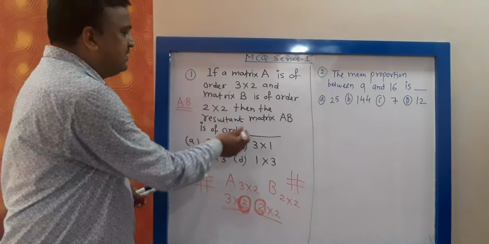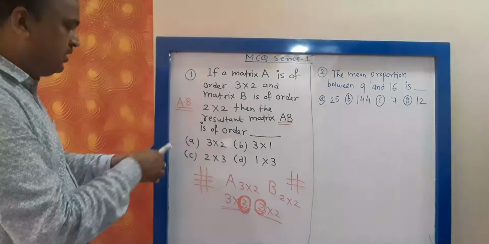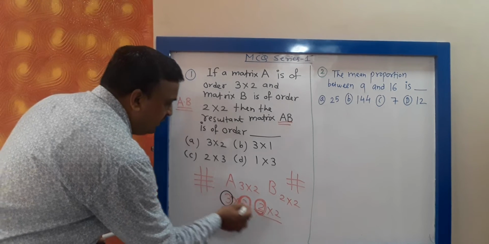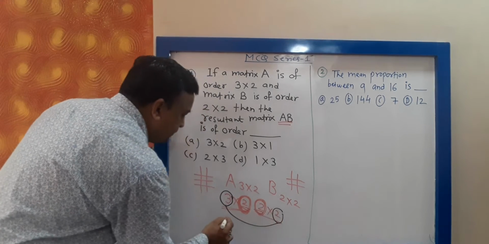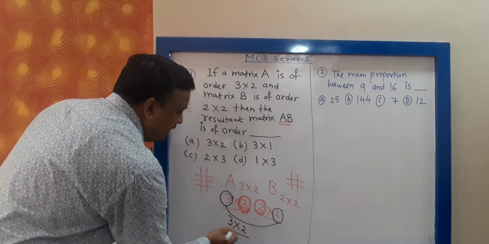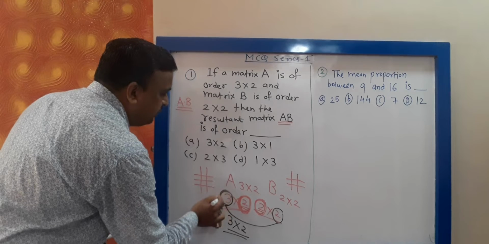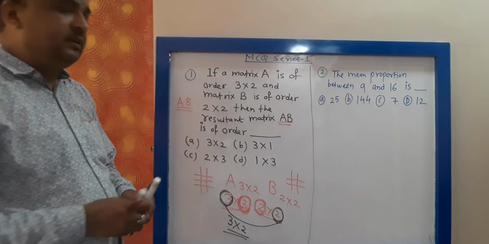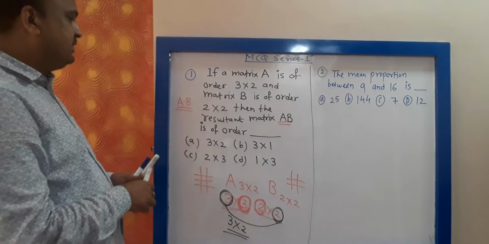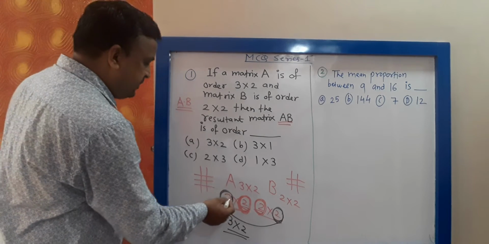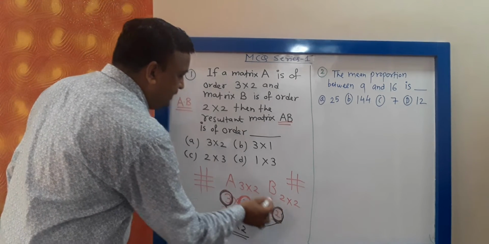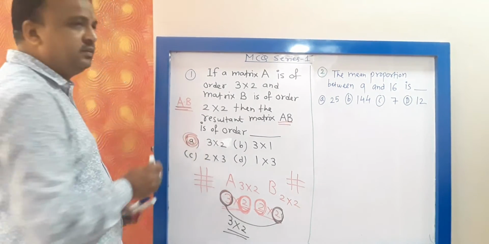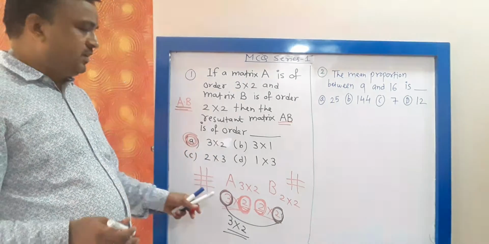Then what is the order of the resultant matrix AB? To find the order of the resultant matrix AB, I will take the order 3 by 2. The order of the resultant matrix is 3 by 2. The rows of the first matrix and columns of the second matrix give the order of AB. So now let us see which option it is. 3 by 2 is the order of A dot B. Which option? Option A is the correct option. 3 by 2. Is it clear?